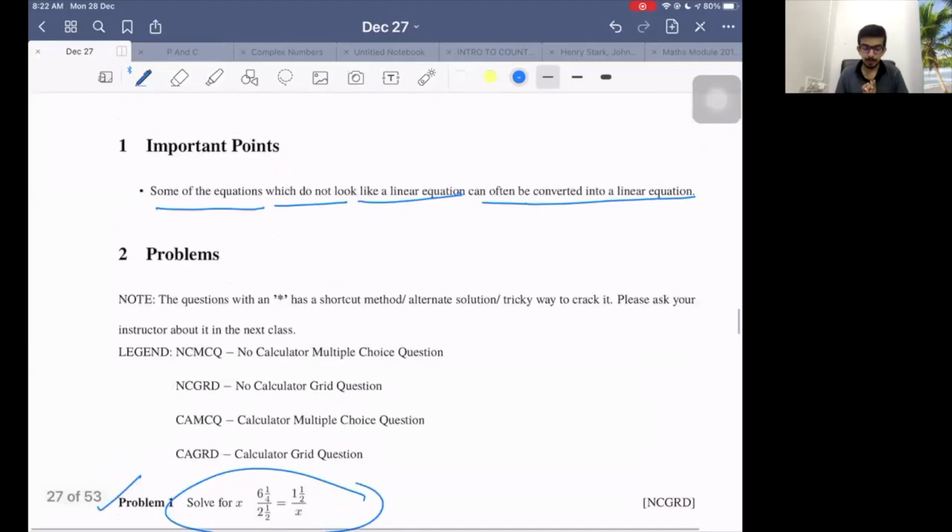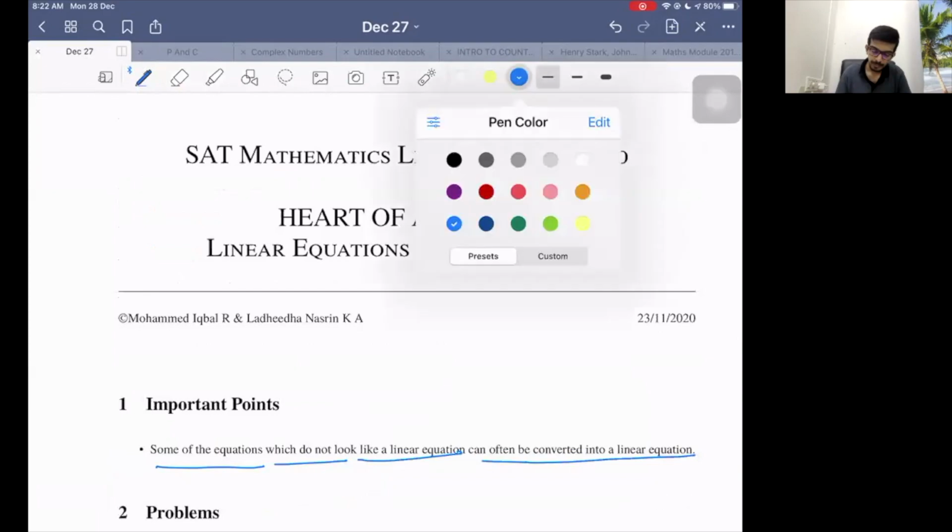So let's move on to the next problem sheet. It's problem sheet number 10.